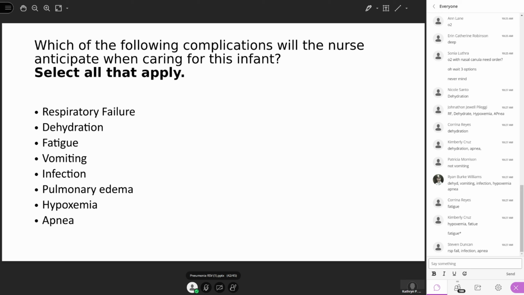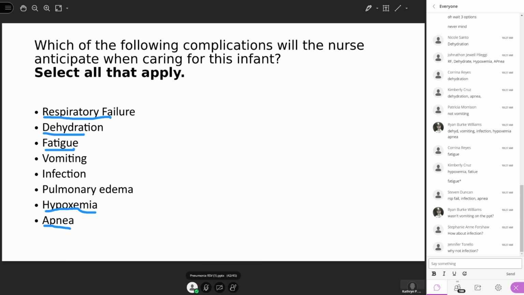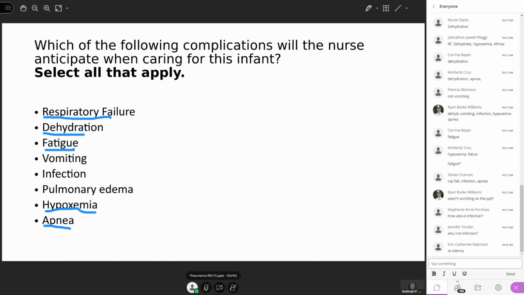Not pulmonary edema, not vomiting, though vomiting might happen if they swallow too much of those secretions, but it's not going to be a lot of vomiting and not being too concerned about vomiting being a problem. But we are concerned about dehydration, respiratory failure, fatigue, hypoxemia, and apnea. Again, they might vomit from the secretions, but it's not going to be like a gastro kind of vomiting. I don't know why not infection. I'm kind of struggling with that too. But that's what they said.